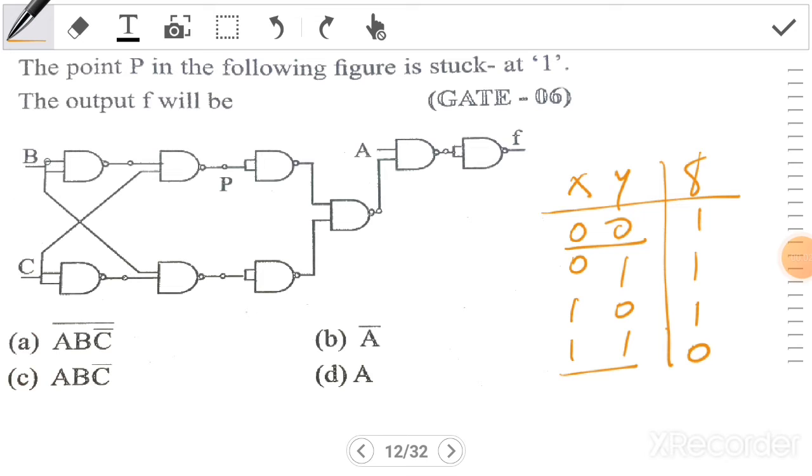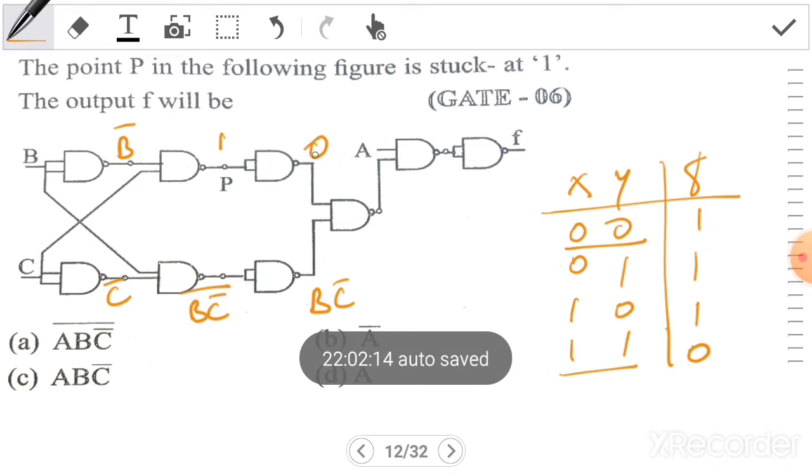So here all inputs are same. So this will be B complement. Here C complement. Again here B, C complement, whole complement. Here B again. But this output is, here P, this point is stuck at 1. So this is 1. Again B, C complement, whole complement. And again complement, then BC complement. So if this is stuck at 1, so both are 1, then output will be 0.